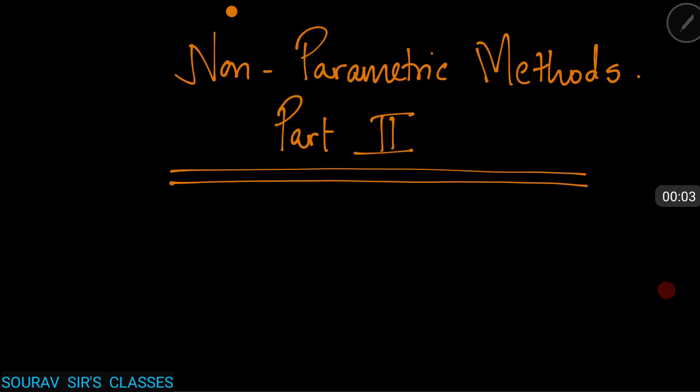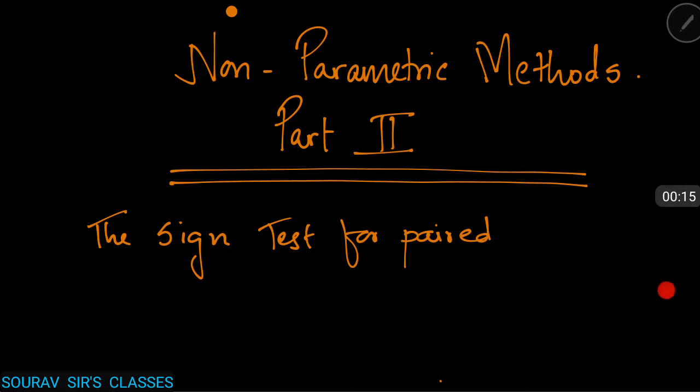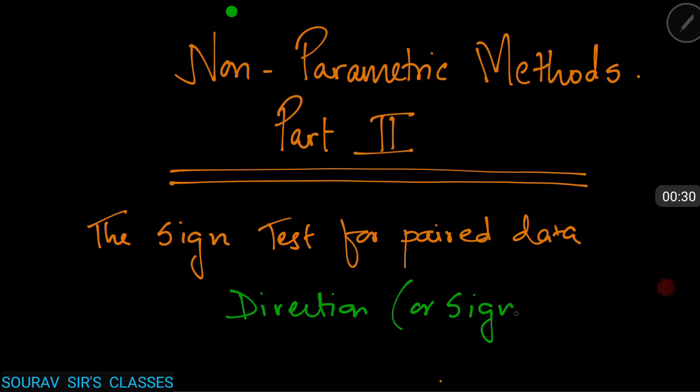So today's topic is non-parametric methods, part 2. Let's start with the sign test for paired data. The sign test is the easiest non-parametric test. Its name comes from the fact that it is based on the direction or the sign of a pair of observations and not on the numerical magnitudes.